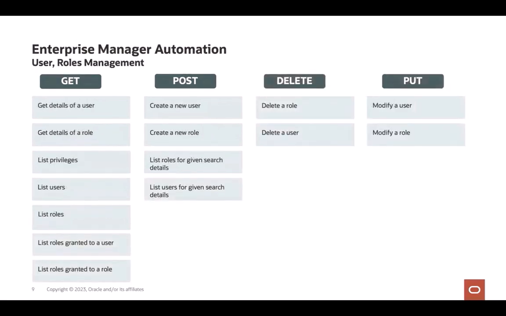So here, let's look into the APIs for users and roles management. Here is the list of operations you can perform by leveraging the REST APIs. As a summary, using the APIs, you can create a new user in Enterprise Manager, create a new role, get the details of a user and role, list user privileges and roles granted, list the roles granted to the user, and also list the roles granted to a role. And then you can use the API to modify a user and a role, and eventually you can also use the API to delete a user and delete a role.